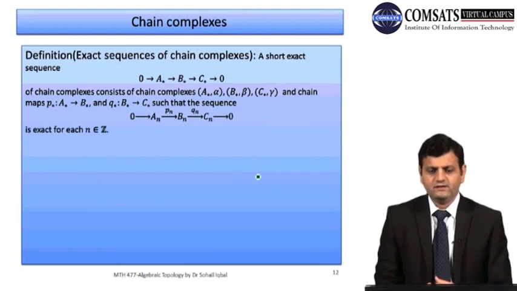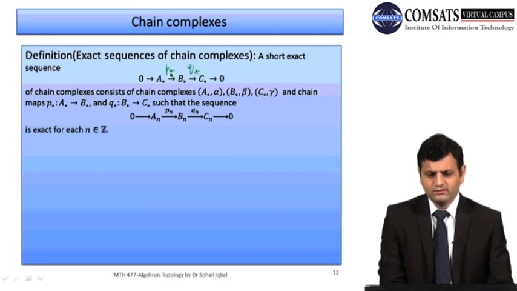And if we can define a chain map, or a map between two chain complexes, then of course we can also define what an exact sequence of chain complexes is. So an exact sequence of chain complexes is basically a collection of maps. From A star to B star we have P star, and from B star to C star we have Q star.